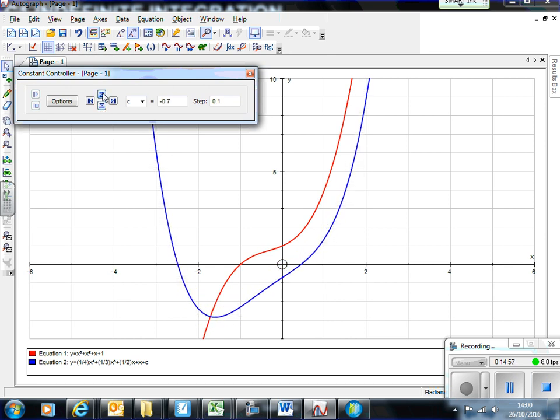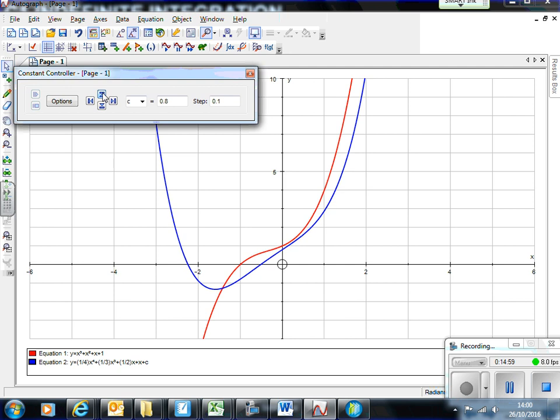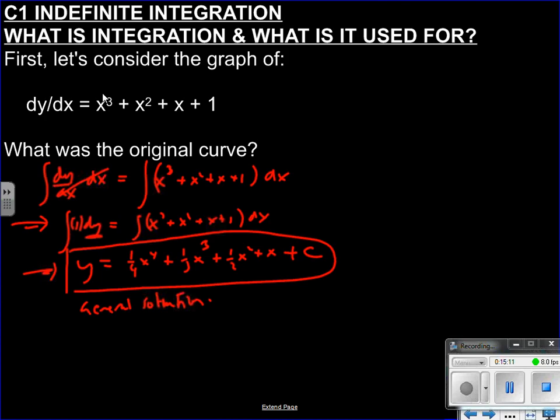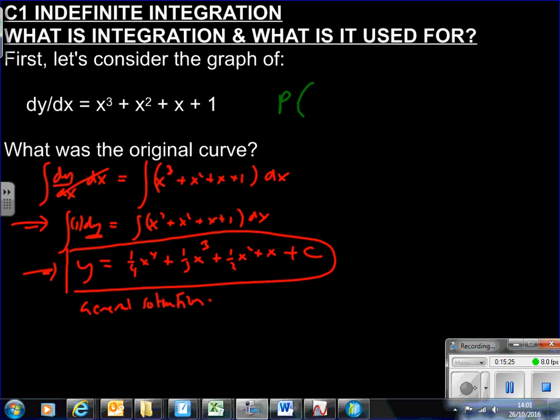How do I get a specific curve? At the moment, my general solution just tells me roughly the shape of the curve, doesn't tell me where it crosses the y-axis, so I can't get a specific curve. The only way to get a specific curve, I hope you're thinking it, is if I gave you a point. If I gave you a point, we can do this. So if I give you a point, I'm just making this point up. Let's say the point 1, 2.